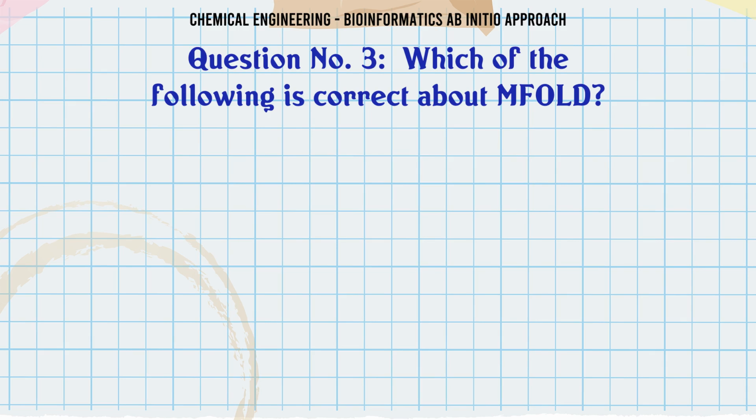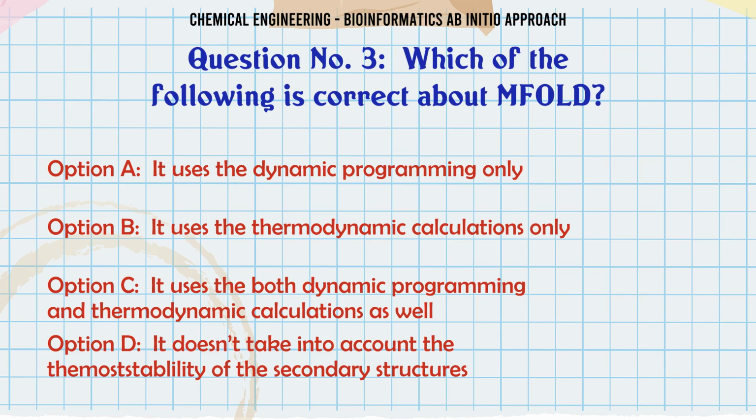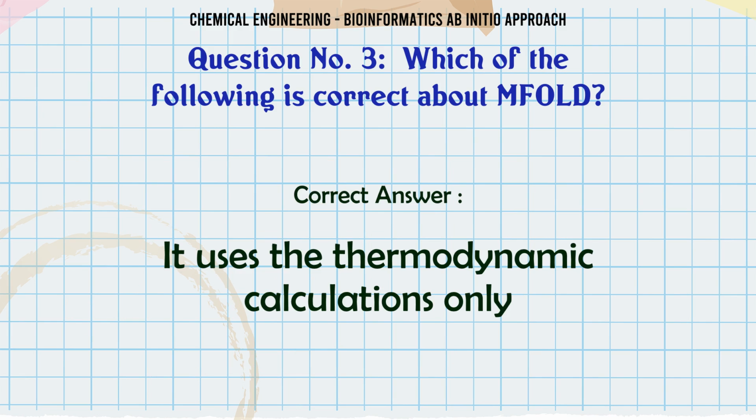Which of the following is correct about Mfold? A. It uses the dynamic programming only. B. It uses the thermodynamic calculations only. C. It uses both dynamic programming and thermodynamic calculations as well. D. It doesn't take into account the thermostability of the secondary structures. The correct answer is: it uses the thermodynamic calculations only.